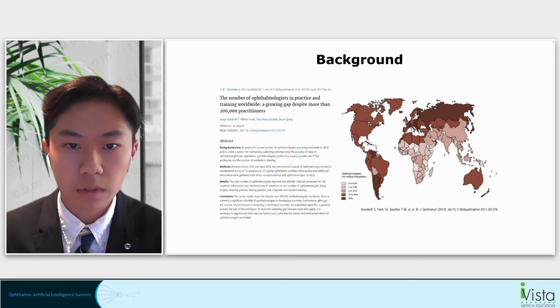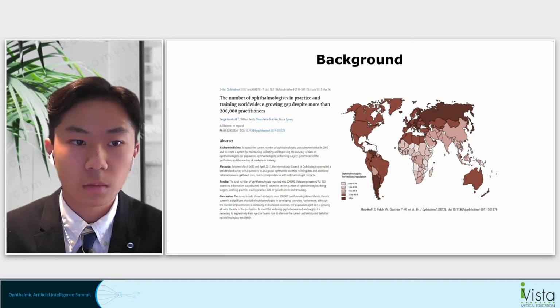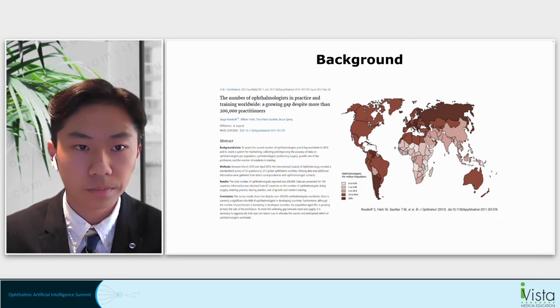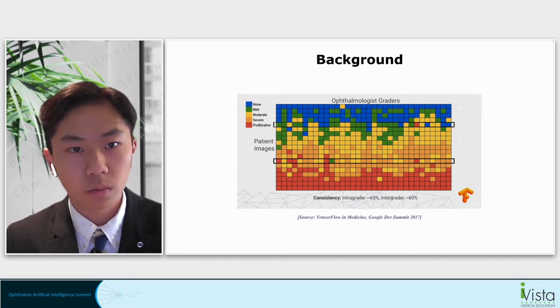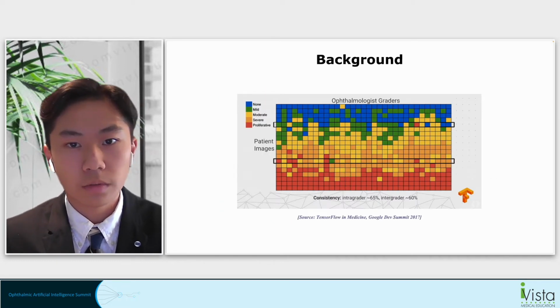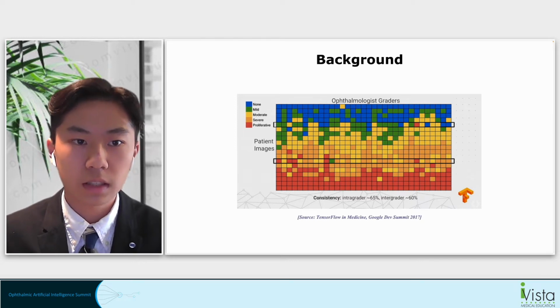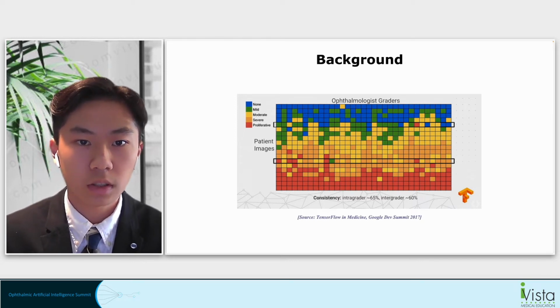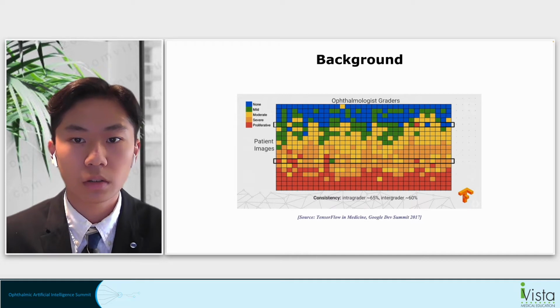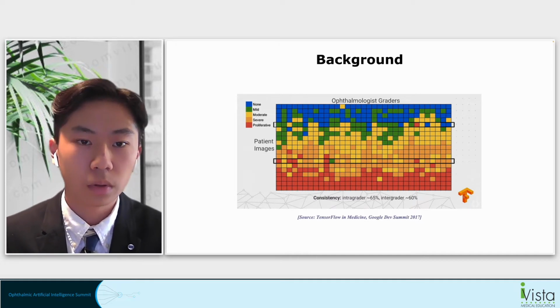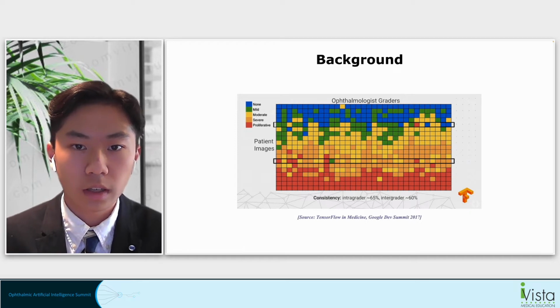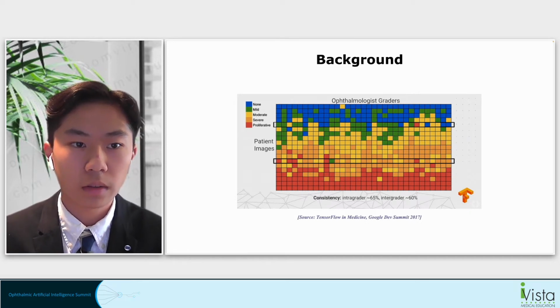And as was demonstrated by this study, there is less than one ophthalmologist per million population in 23 countries across the globe. And even when ophthalmologists were available, a team at Google found that they were sometimes inconsistent with their gradings of patients' images. So as you can see, the black rows here show how one patient's image was given a red grading of proliferative DR by one doctor, and then it was given a blue grading of healthy eyes by another doctor.